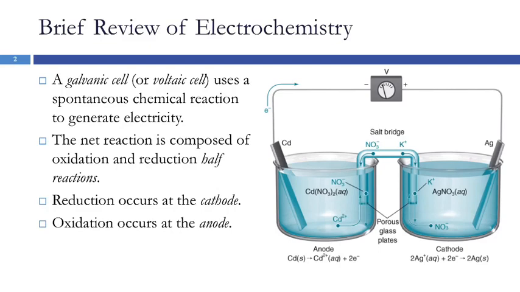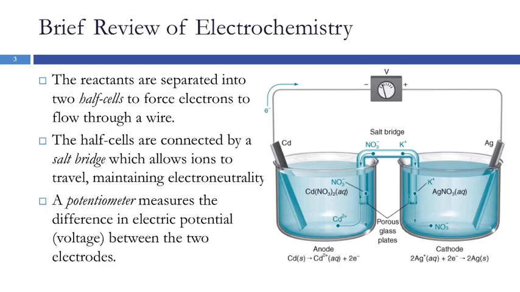So here we have to separate the reactants into the two half cells, because if we just mix this all together, the electrons will be transferred directly from the species being oxidized to the species being reduced, and we won't be able to measure anything. So we separate the reactions. This can be done in many different ways, but in this illustration we've just got two separate containers.